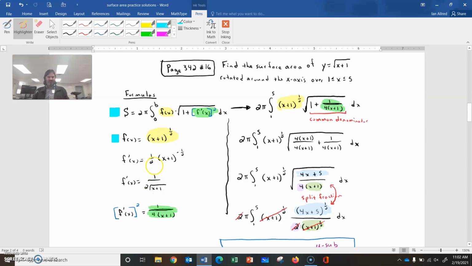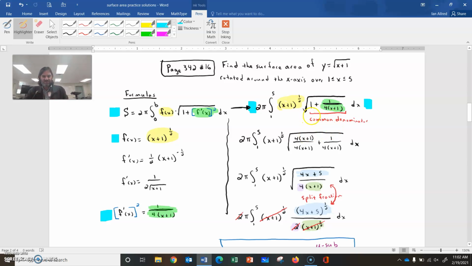We take the derivative using the chain rule, and then we square the derivative, and that gives us 1 over 4 times x plus 1. Okay, so I'm going to drop those into my formulas here. I'll have 2 pi times the integral from 1 to 5 of x plus 1 to the 1/2 times the square root of 1 plus the fraction 1 over 4 times x plus 1 dx.